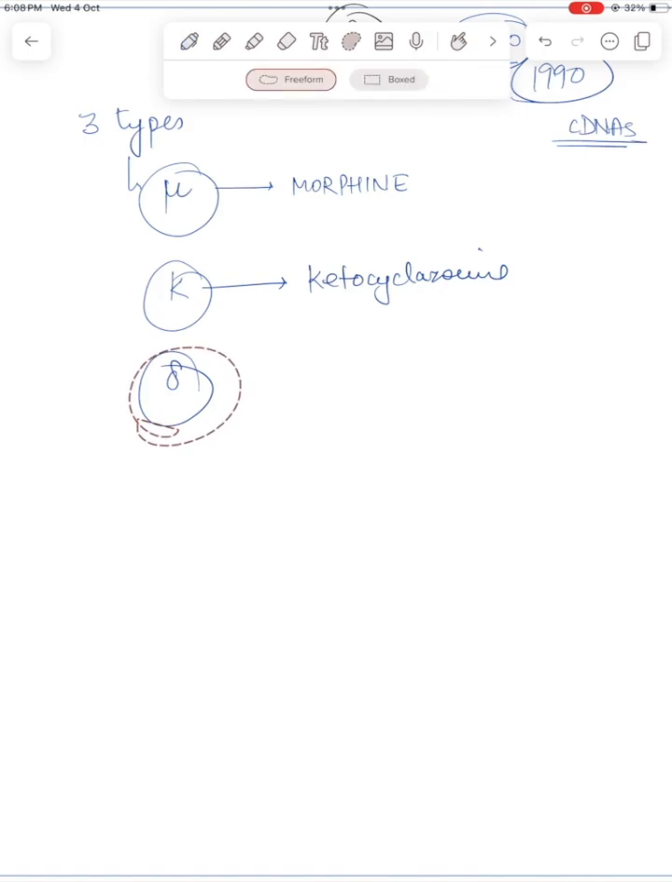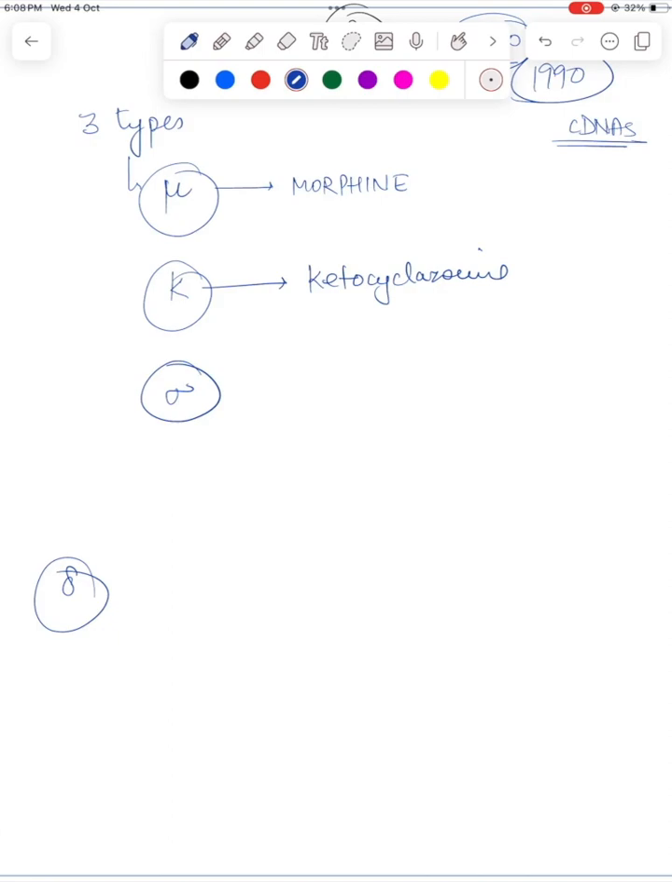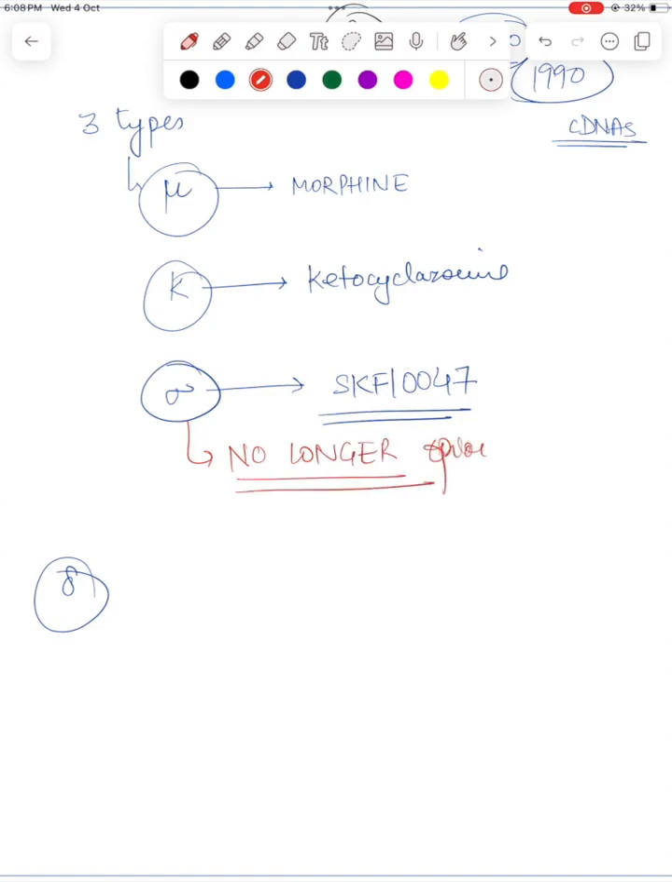And you would be surprised to note that it was not the delta receptor that was initially described. Rather, it was the sigma receptor that was described first. If you ask someone today what the three opioid receptors are, invariably they will say mu, kappa, and delta. But the initial three receptors described were mu, kappa, and sigma. The original ligand for the sigma receptors was SKF10047. Now, granted, sigma receptors are no longer considered to be opioid receptors.